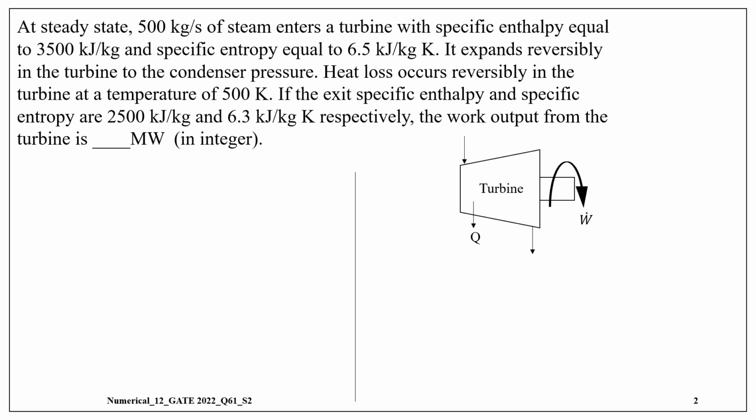The schematic is shown here. The device given in the problem statement is a turbine. Steam enters the turbine and leaves the turbine. Turbine is a work producing device. So this is a work producing device, and also it rejects heat.